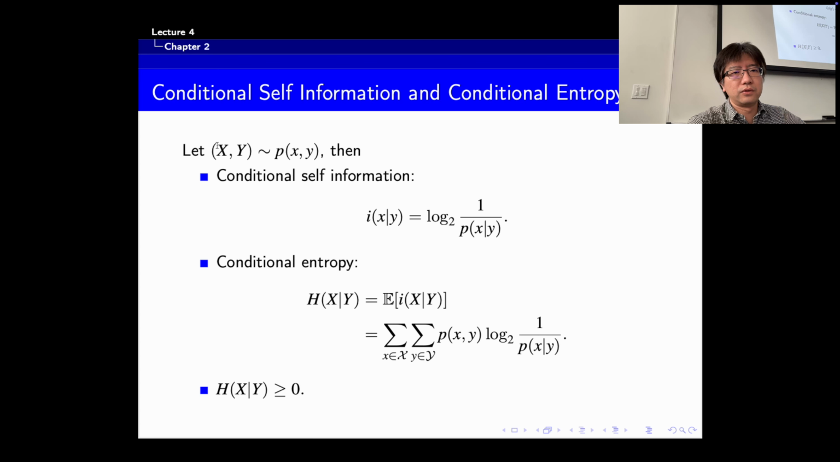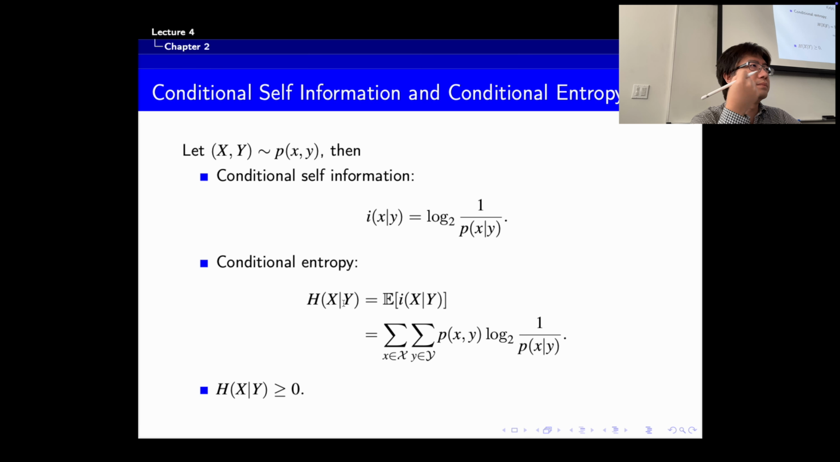So again, given the distribution of x and y as p(x,y), we define the conditional self-information as this function. And here, instead of the joint distribution or a marginal distribution, what we use is a conditional distribution, given y, and then what is the probability of small x? Then similarly as usual, we do expectation here, and we have our conditional entropy.